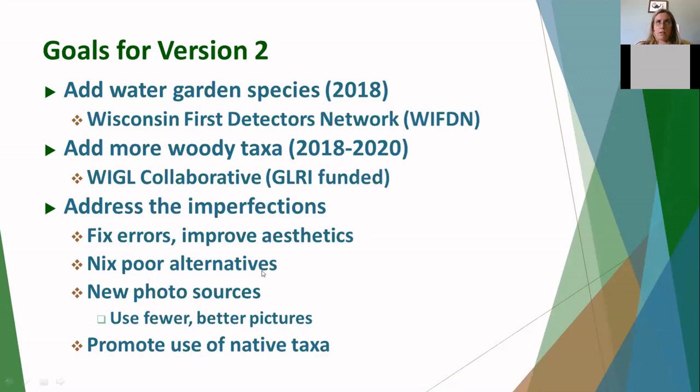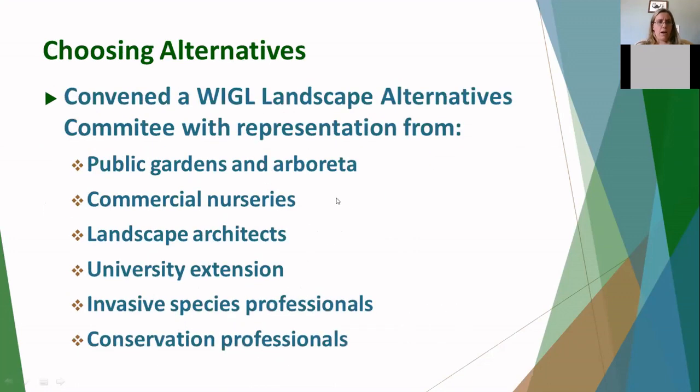And then a third really important source actually ended up being Flickr. Flickr is an image repository that anyone can use. When you upload your pictures there, you have to put in your licensing settings. So we were limited to pictures that folks have said you can use for non-commercial purposes, but it turns out there's a lot of great ones. So that really helped us out too. And finally, another goal was to better promote the use of native taxa. And I'll get into that a little bit.